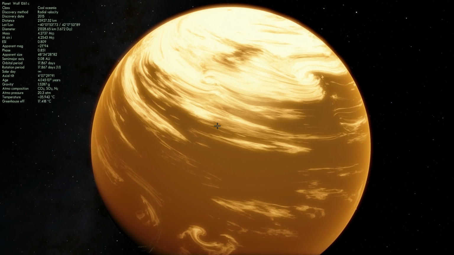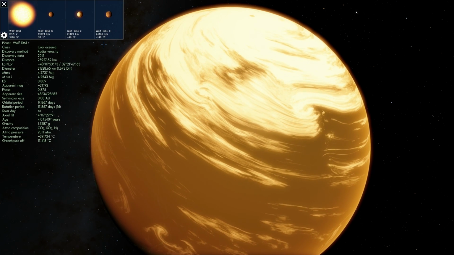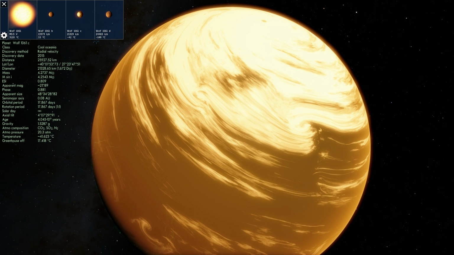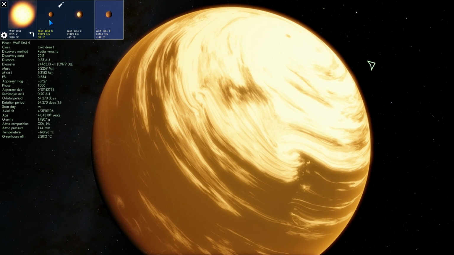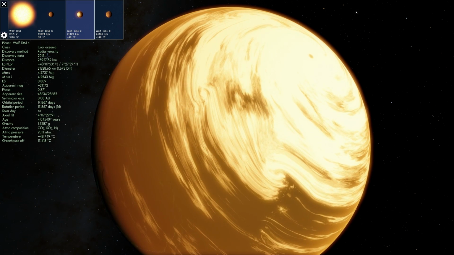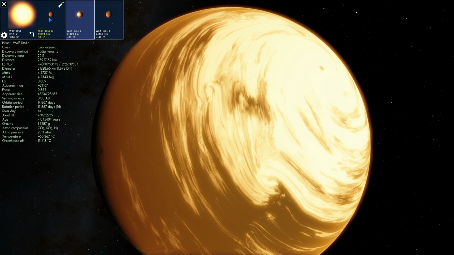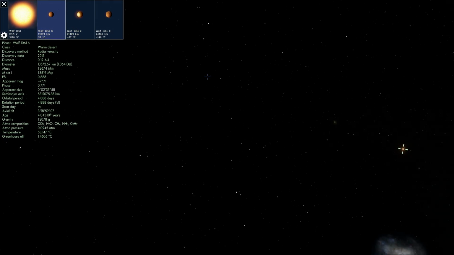But it does also have two rocky neighbors, very similar to Mars and Venus. And we can actually see them in the game right here. There's one right here, it's a cool desert, and there's one right here, which is a warm desert. And this is sort of the object we're looking at right in the middle of them. So let's actually take a look at this particular object as well, because it's a little bit closer to the parent star.